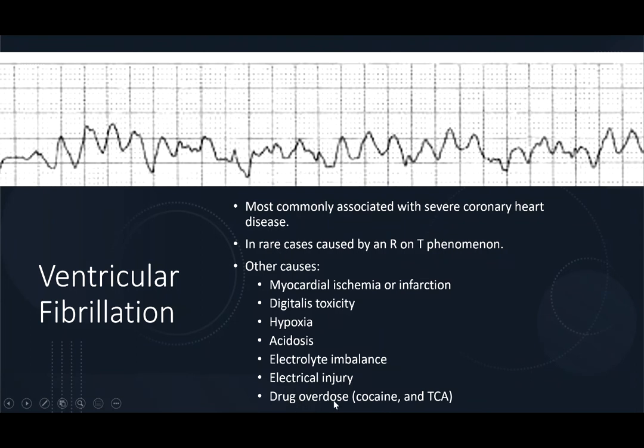And then also could be drug overdoses, but ones that are either stimulants or cause that QT interval. So we're looking at cocaine and TCA. We don't see this with drug overdoses that are CNS depressants like opioids because it's not a stimulant. It's going to depress our heart, so that actually causes bradycardias.